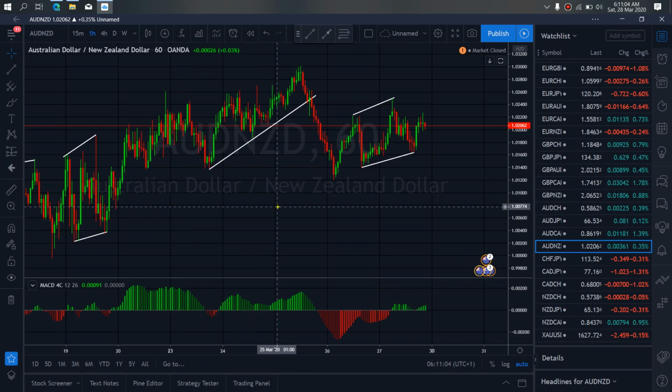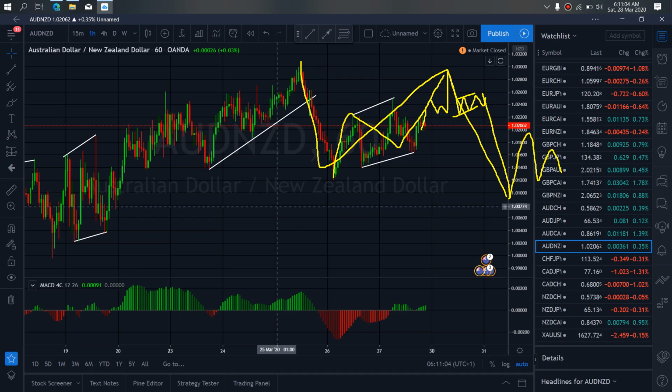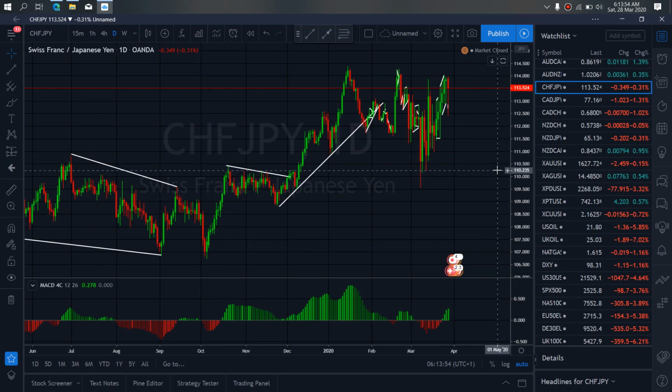On the 1-hour time frame, we expect this to climb upside, give us this A, B, C move, and then drop back down for C wave to make this A, B, C, and then take off for us to the upside.